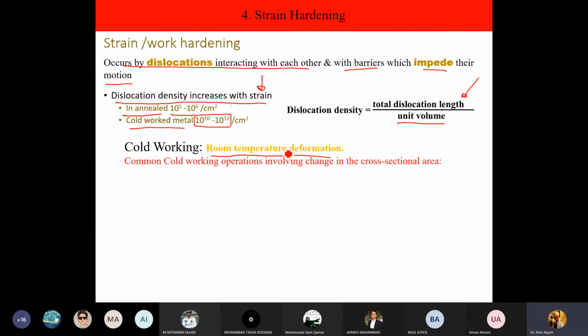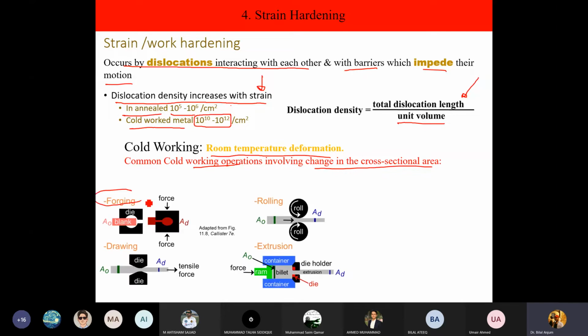Some of the common cold working operations which involve change in cross sectional area include forging. You will study them in your manufacturing process course. But just to give you an idea, there is a blank that is being placed in the die. Force is being applied onto this. Yes sir. सर ये हमने पढ़ा है पूरा प्रोसेस सर.